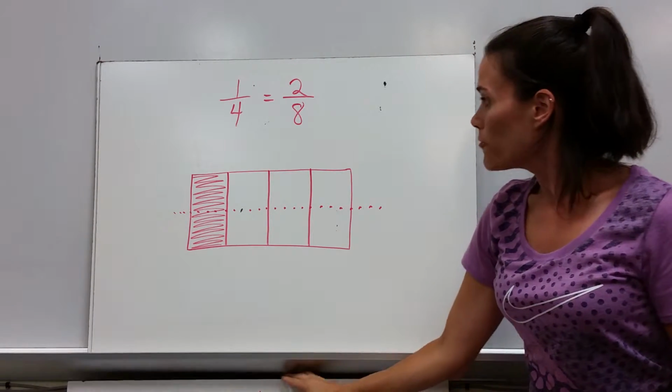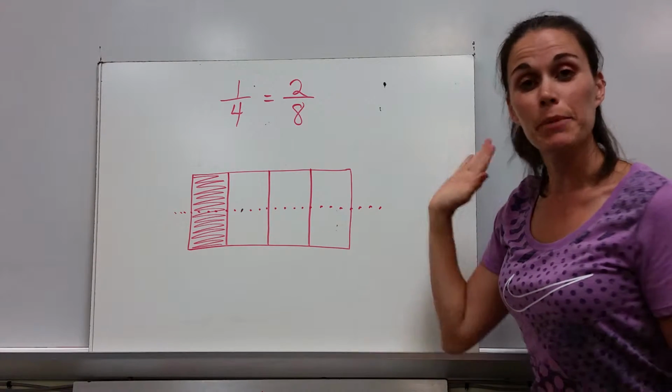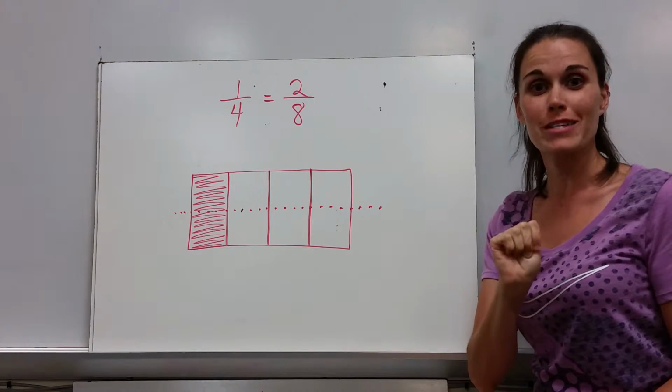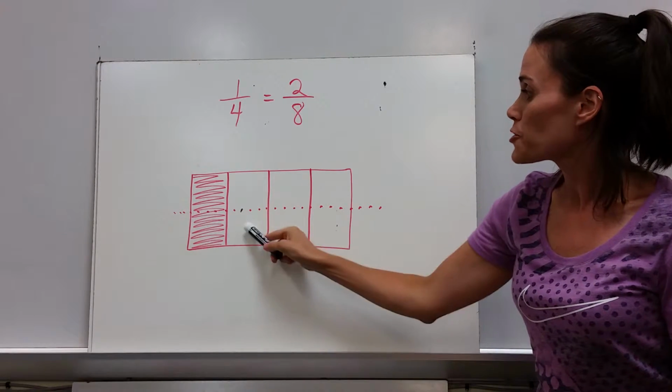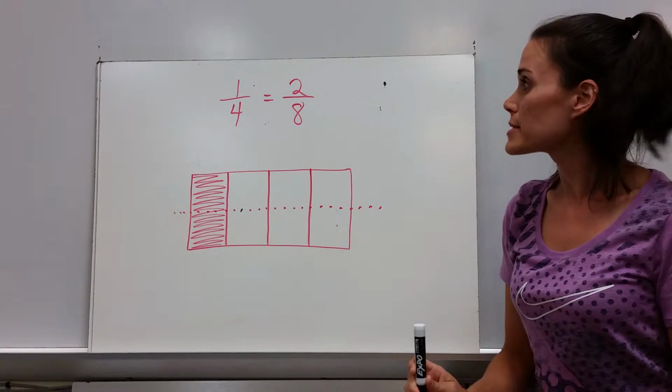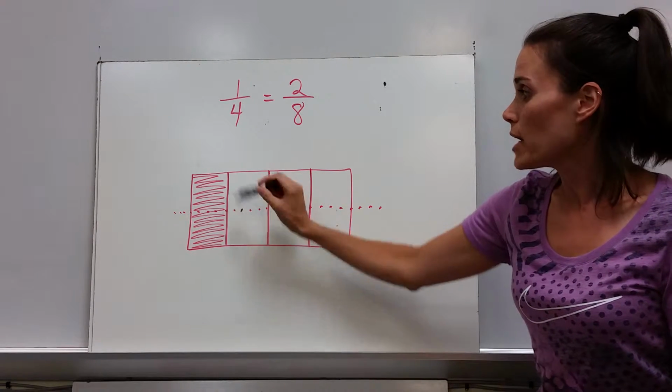All right, 1/4 is equal to 2/8. I'm going to prove this to you 4 different ways, all right? So the first way, I've just drawn a simple diagram, made sure there are 4 equal pieces, total pieces, and I've shaded in one of the 4 pieces.